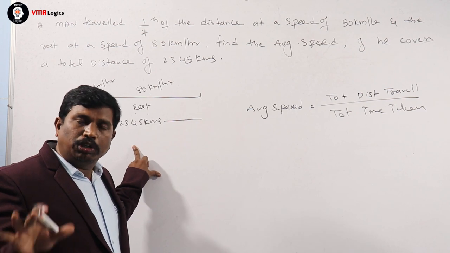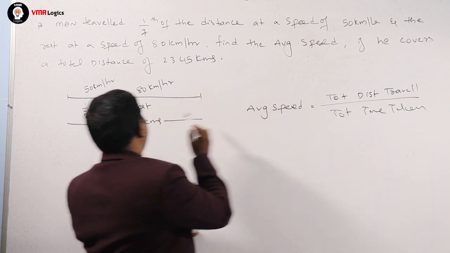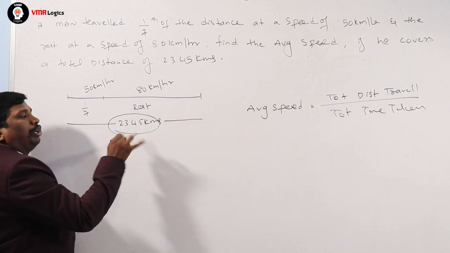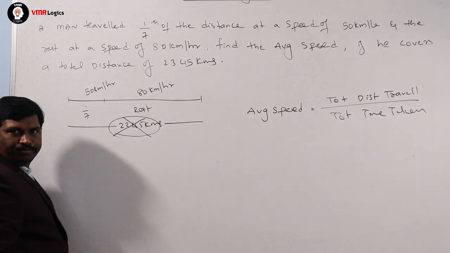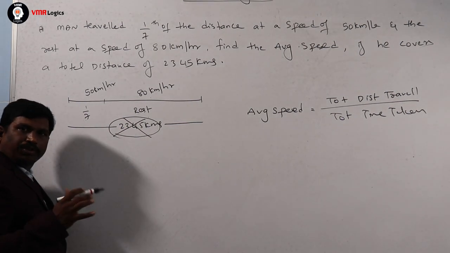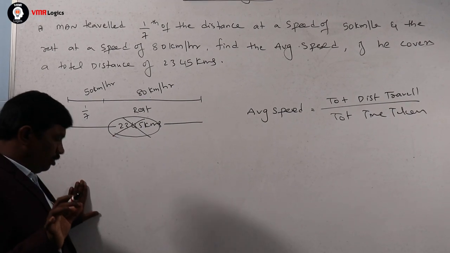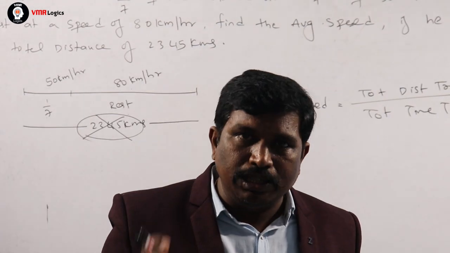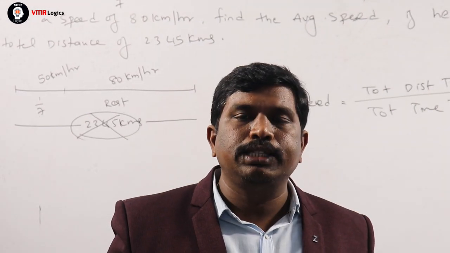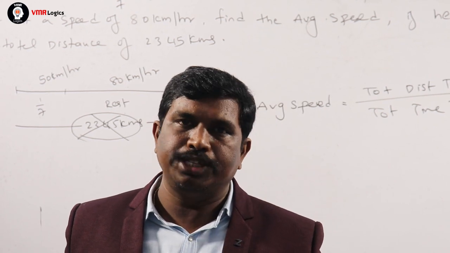So the simple point: what are the values given in the exam? Total distance traveled, 2,345 kilometers, is given to you. You cancel that value, guys. Whatever value is given in the exam, cancel it. What comfortable value you take is most important here. If you know that, the problem becomes dead easy.